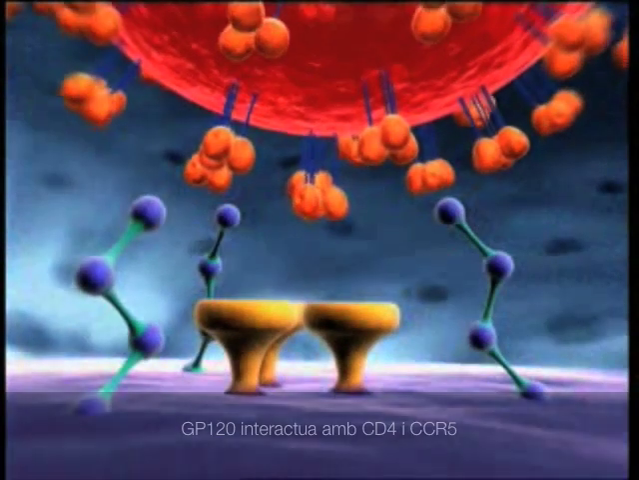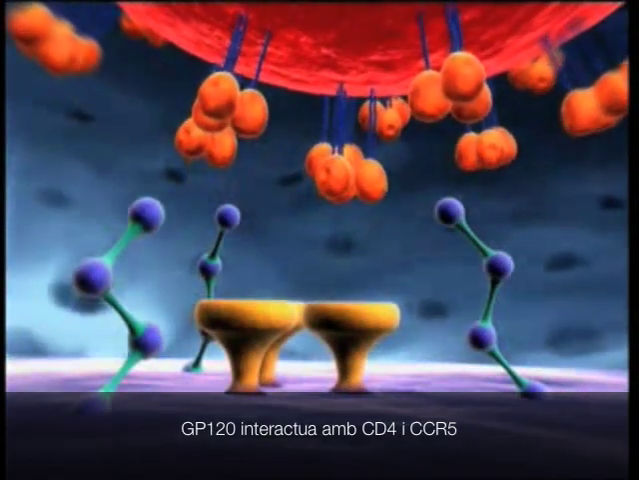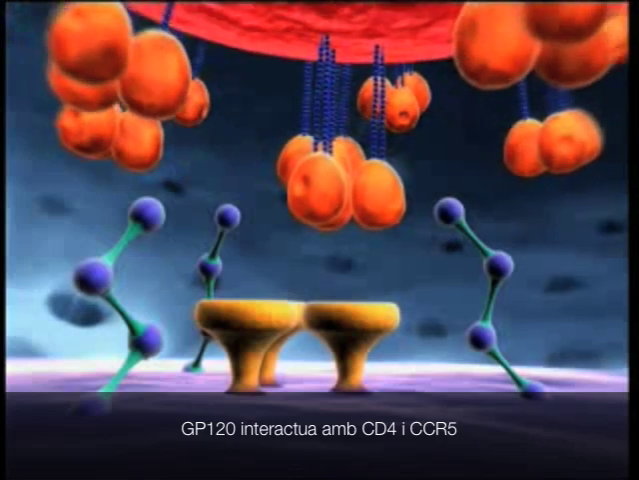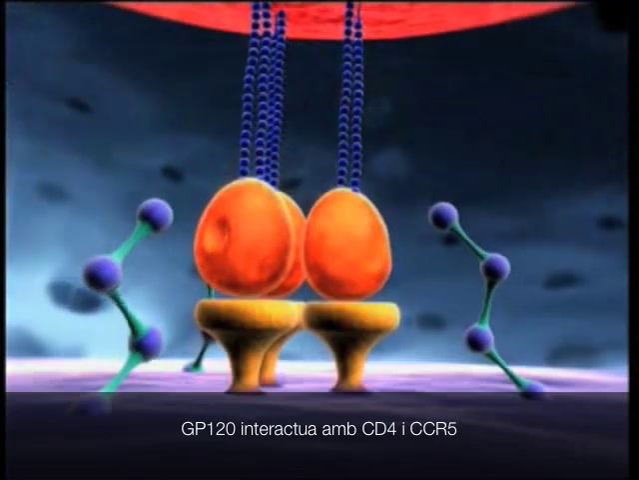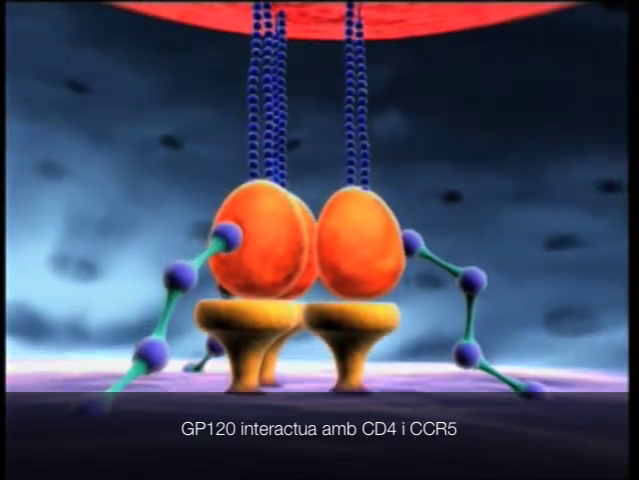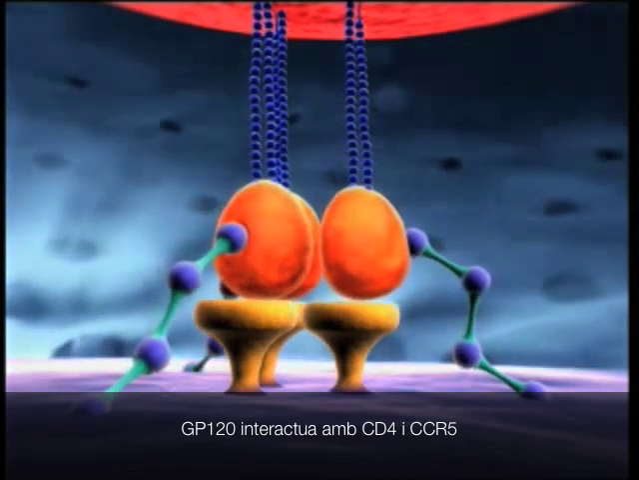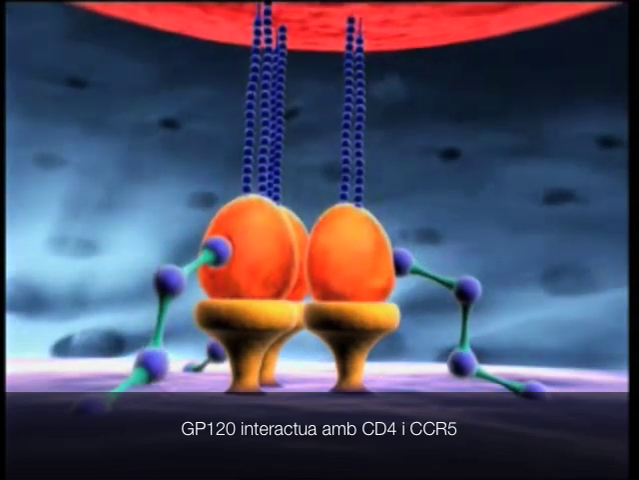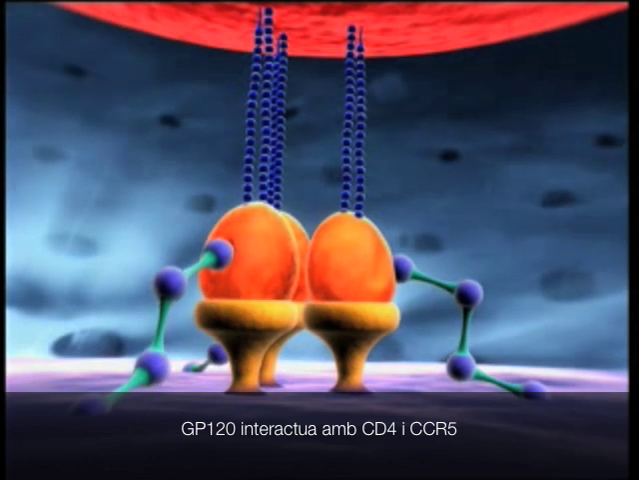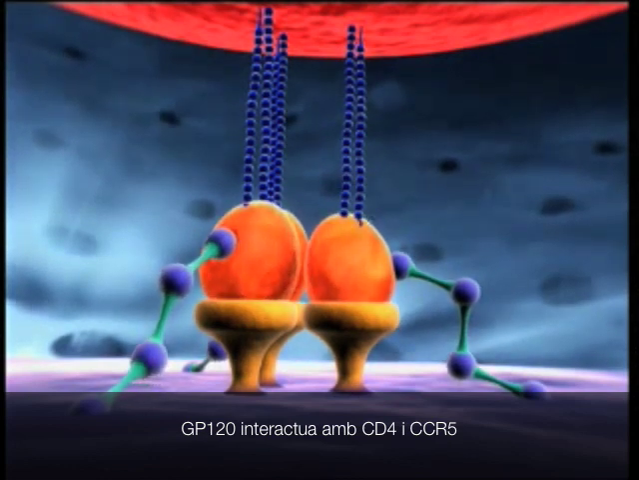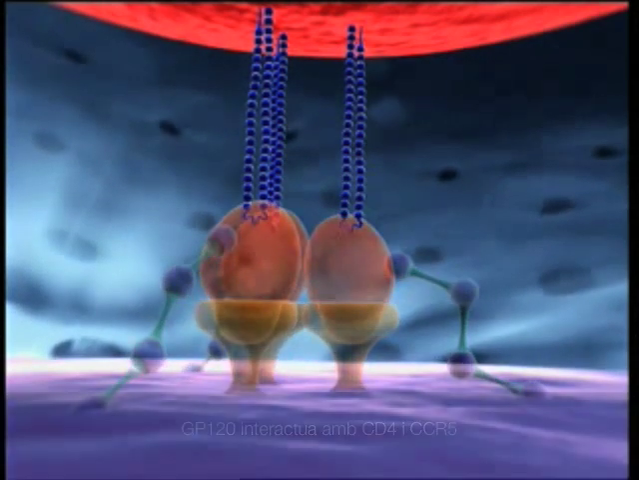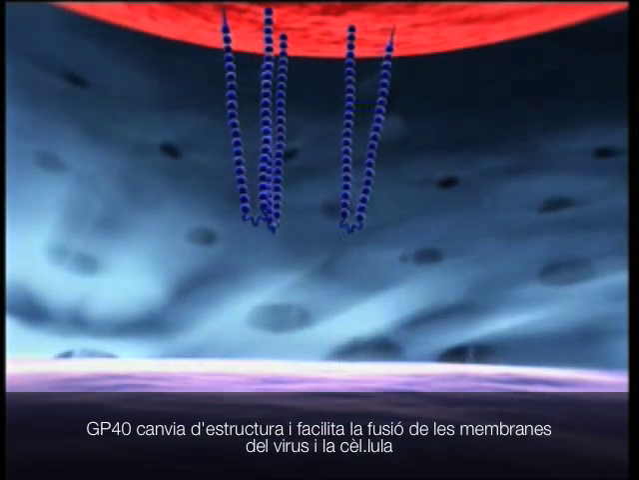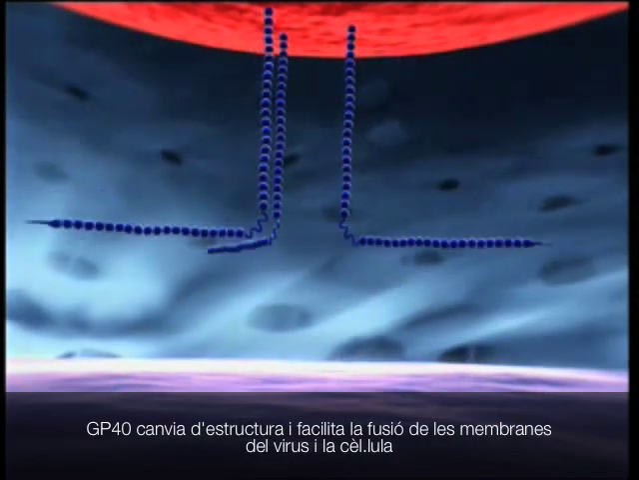When HIV approaches a target cell, GP120 binds to the CD4 receptors. This process is termed attachment. It promotes further binding to a co-receptor. Co-receptor binding results in a conformational change in GP120. This allows GP41 to unfold and insert its hydrophobic terminus into the cell membrane.